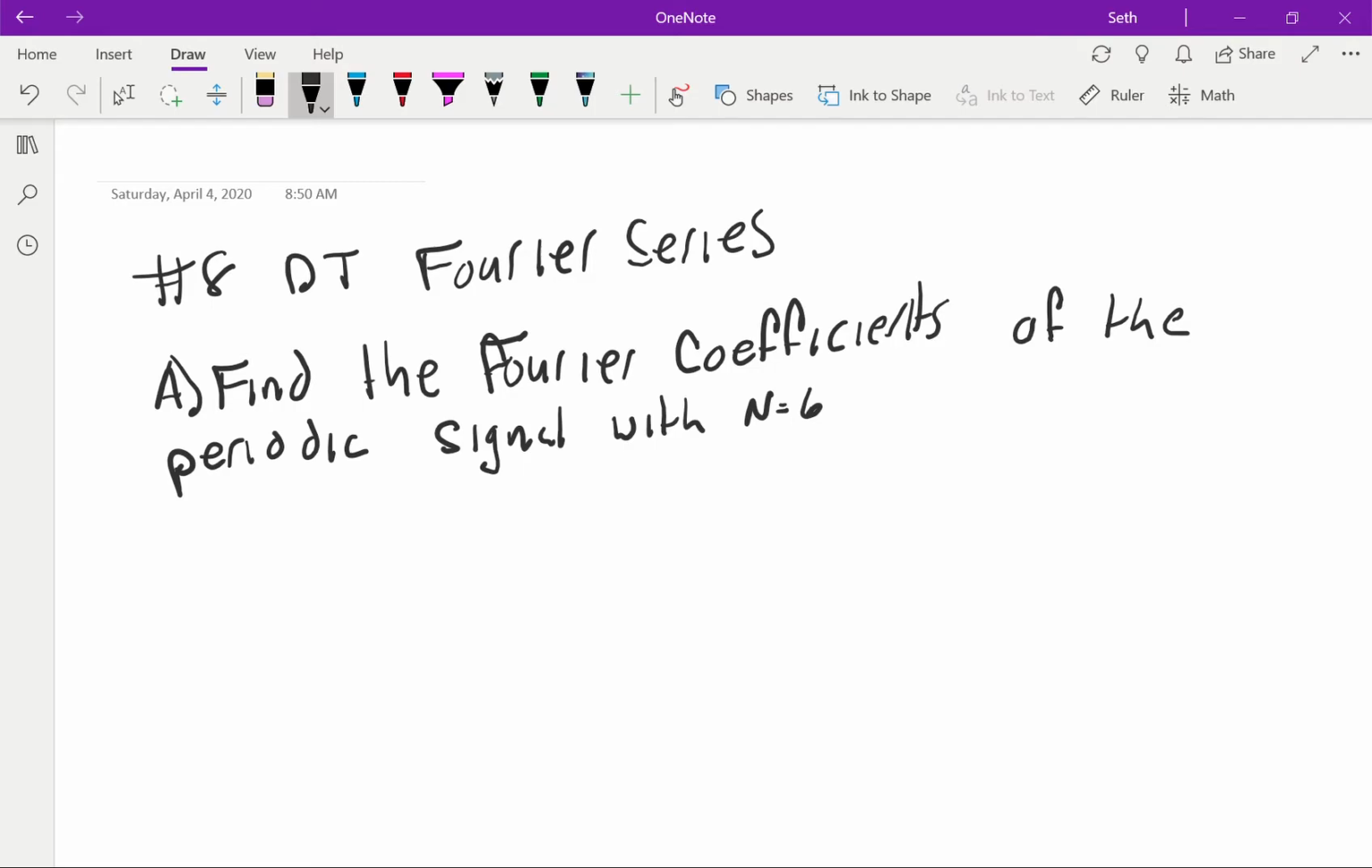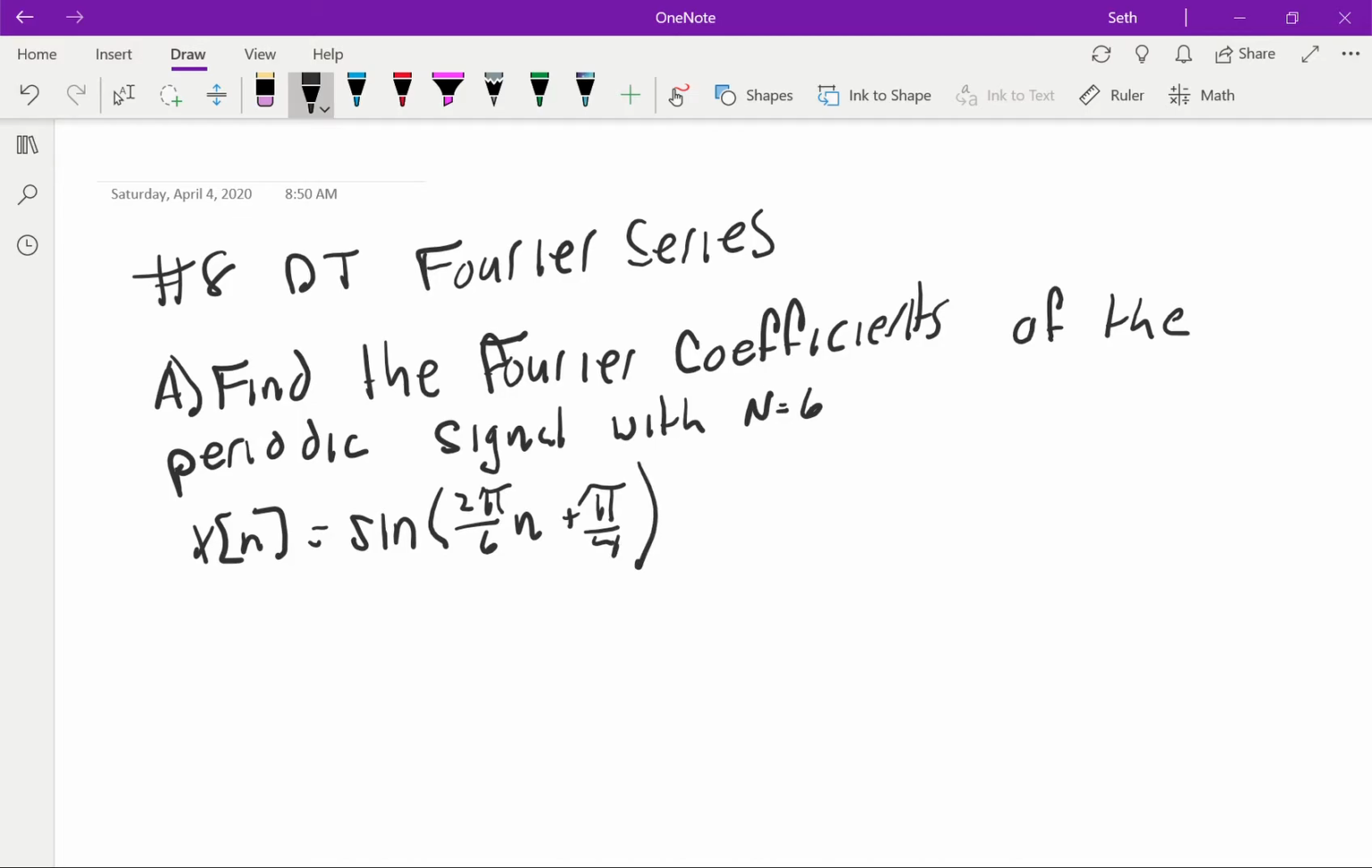Back with number 8 on the practice exam. Number 8 deals with the discrete time Fourier series. So A is asking us to find the Fourier coefficients of a periodic signal with the fundamental period equal to n equals 6, and x of n, the signal, is sine of 2 pi over 6 n plus pi over 4.